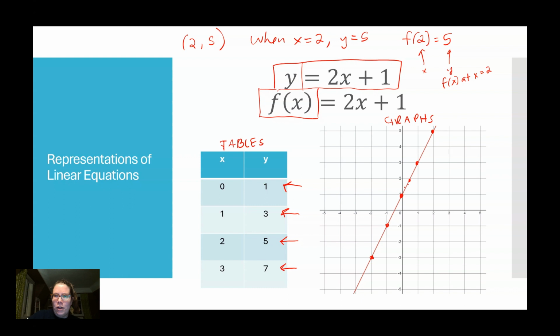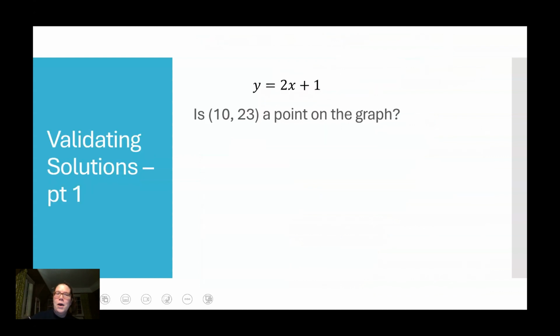Every single spot on this line is a coordinate answer, a value for x and a value for y that makes this equation true. So we have multiple ways of finding these solutions. I'm going to show you a couple ways. One thing is we're sometimes asked to validate a solution. Does this solution actually work for this equation? And the way we do that is we're going to plug these in. Remember, it's always x and then y.